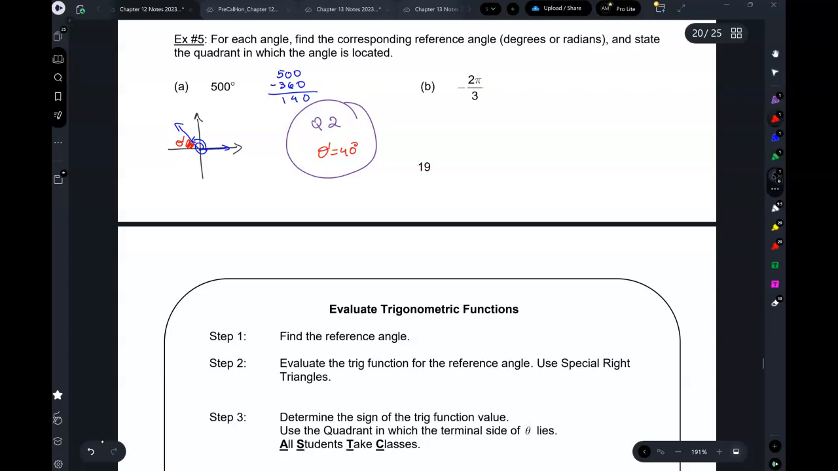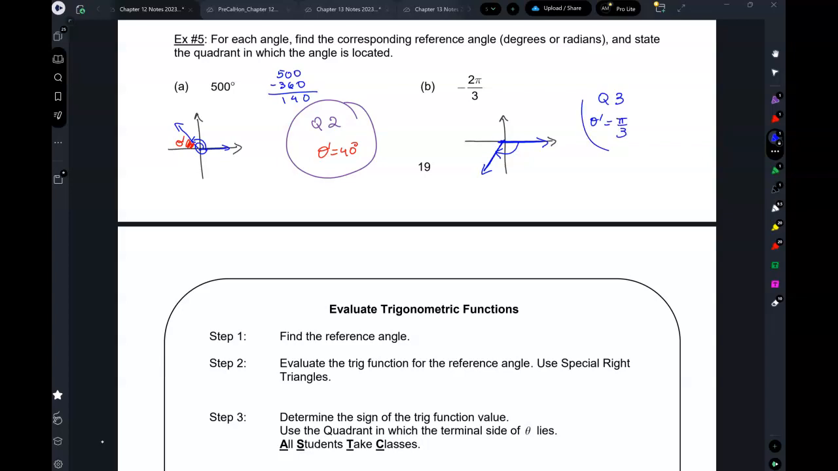Negative 2 pi over 3. Quadrant 2. Okay, negative 2 pi over 3. So I start here. I'm going to go 2 pi over 3. So I'm going to go downward. Now, is it going to be in this first quadrant? Here. This is 1 pi over 3. Next up, 2 pi over 3. So what quadrant is it in? 3. And what's the reference angle? Pi over 3. Okay.